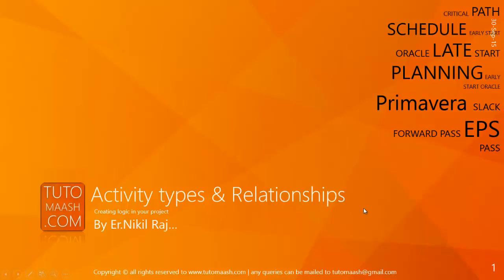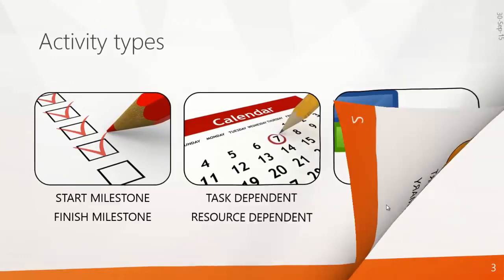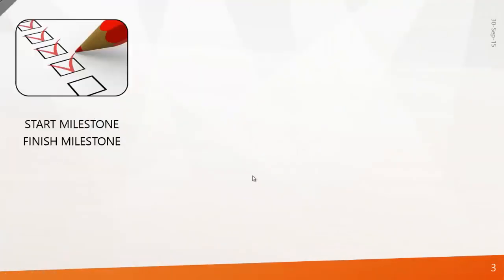Make sure you have watched my previous videos before you watch this. In previous videos, we have discussed how to create projects, WBS and activities. In this video, we will see the types of activities and their relationships. Here we go. In Primavera, there are 6 types of activities. There are milestone activities, dependent activities, level of effort and WBS Summary.